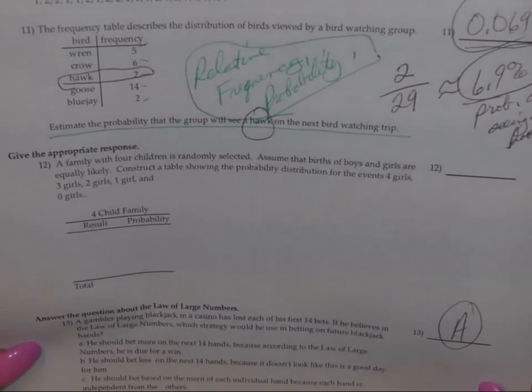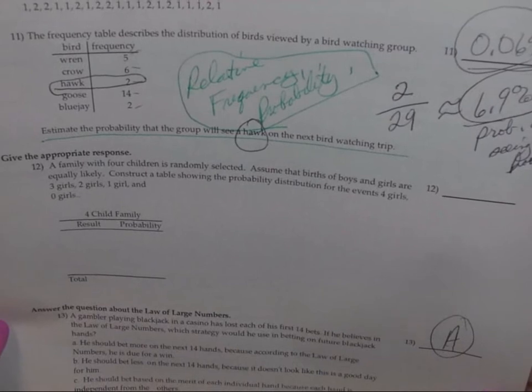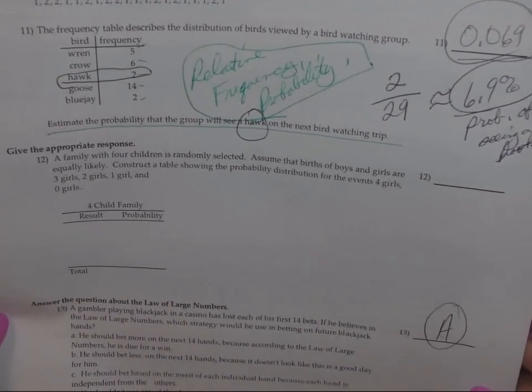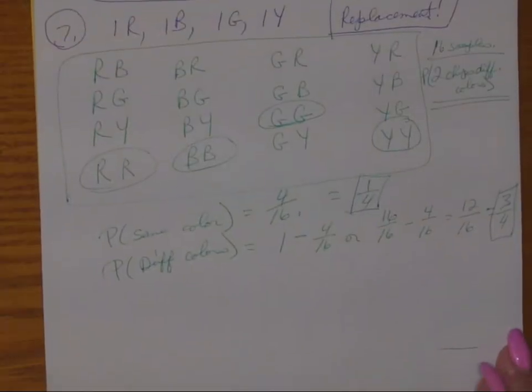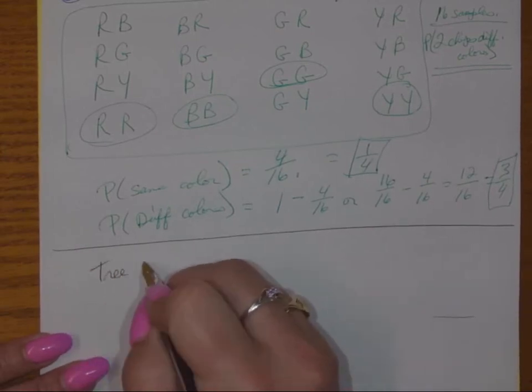Family with 4 children is randomly selected. Assume the births of boys and girls are equally likely. Construct a table showing the probability distribution for the events: 4 girls, 3 girls, 2 girls, 1 girl, 0 girls. Okay, so sometimes on these, remember about the tree diagram?